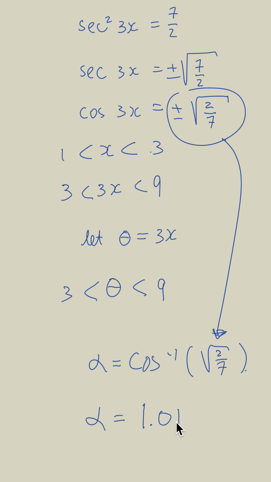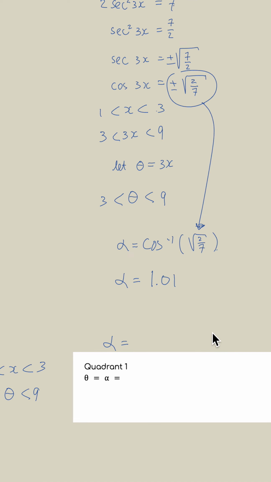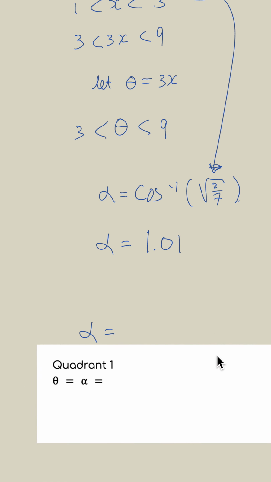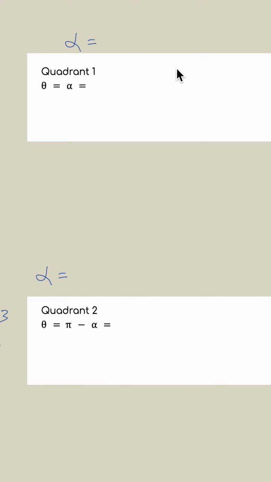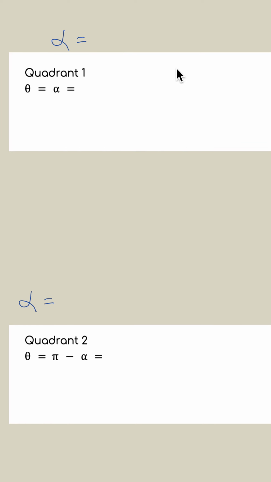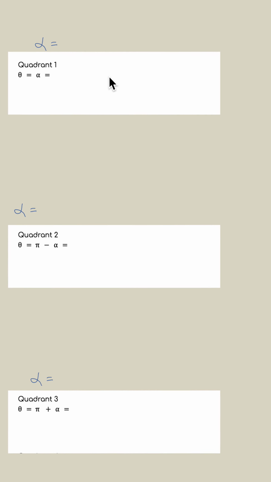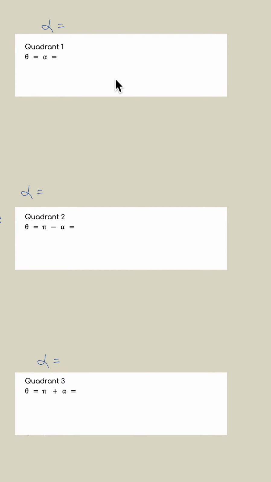Then, do we need to check which quadrant we are in? No, you don't have to. Because why? Because it's both plus minus. The value of cosine is plus minus. So all the quadrants will be used. So we need to do all of our quadrants. Quadrant 1, quadrant 2, quadrant 3, and quadrant 4.